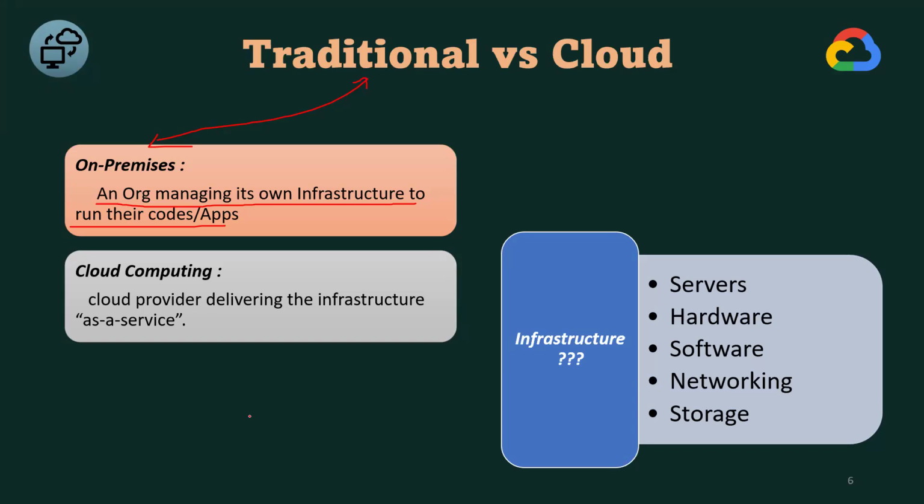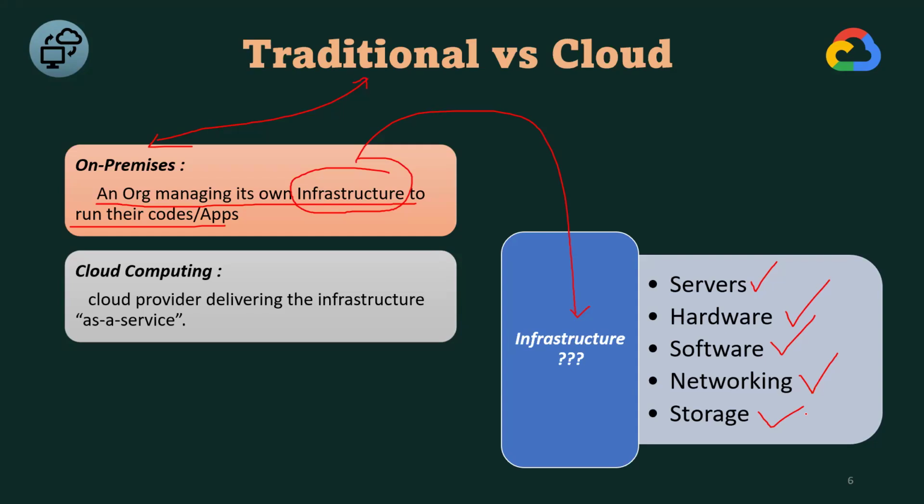Sir, if all the time you are mentioning infrastructure, what is meant by infrastructure? Infrastructure can be a server, hardware, software, networking, or storage. All of these things you can call infrastructure. Okay, so this is the difference between the traditional working model and the cloud computing model, guys. This is the main reason that most of the companies are utilizing the cloud.